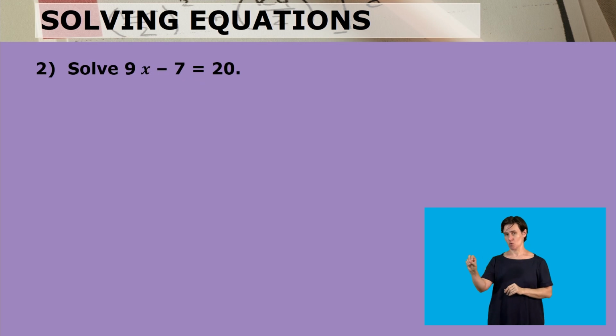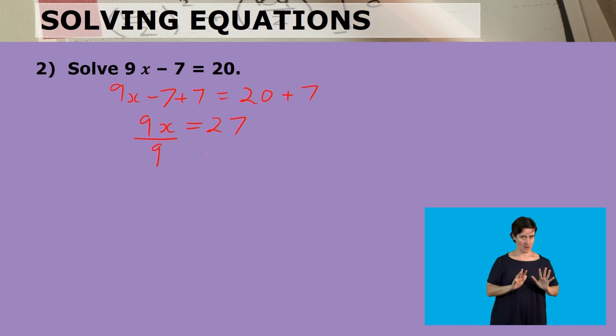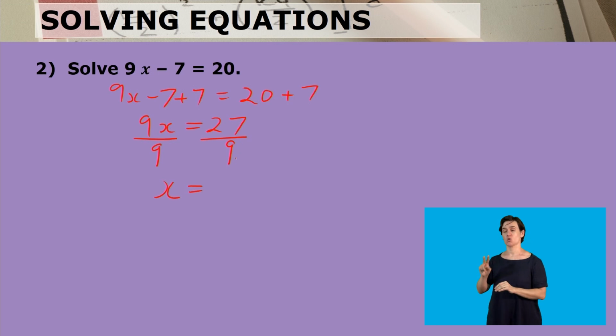9x minus 7 equals 20. All right, let's do that one. 9x minus 7, the additive inverse of minus 7 is plus 7, on the left and plus 7 on the right, such that 7 minus 7 gives us 0. So we remain with 9x on the left, and 20 plus 7 is 27 on the right. And then we are now looking for the multiplicative inverse of 9, which is a ninth. So we divide by 9 on the left and divide by 9 on the right. 9 divided by 9 is 1, multiplied by x is x, and then 27 divided by 9 is 3. So our value of x is 3.